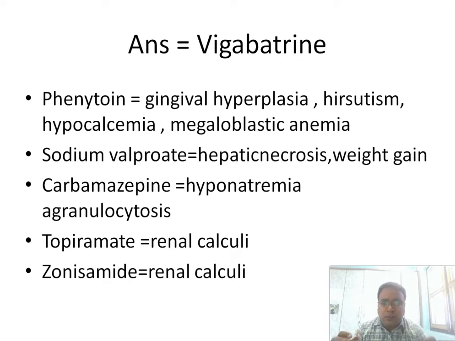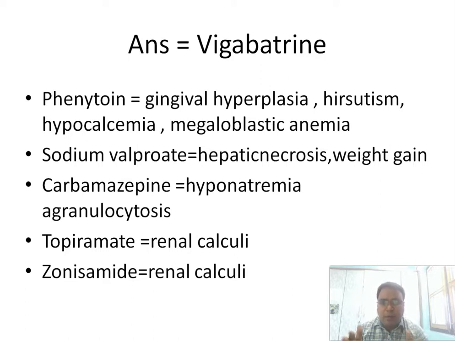Then, to know something about other AEDs, phenytoin, what are the side effects? Most commonly, gingival hyperplasia, hirsutism, hypocalcemia, megaloblastic anemia, and even vertigo, ataxia, nystagmus we can get with phenytoin. And one thing, we have to advise phenytoin to be given slowly, because rapid IV push can cause ventricular arrhythmia, and that can cause death. That is important that we have to know in relation to phenytoin.